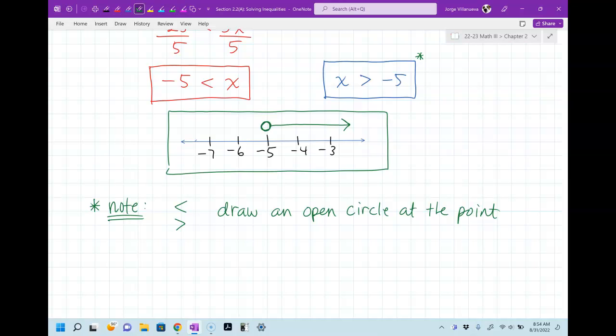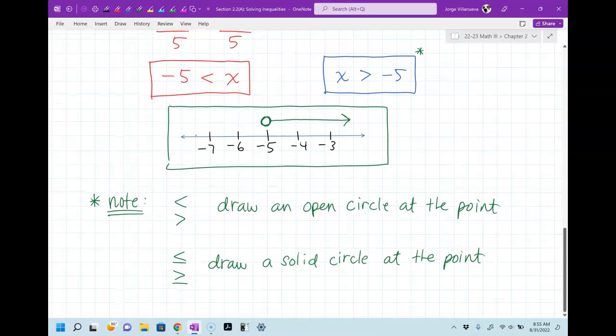All right? Now, if it's a less than or a greater than, you draw an open circle. If it's a less than or equal to or greater than or equal to, draw a closed circle. All right, let me not say closed. Let me say solid. At the point. All right, so we'll do one right now where it's a solid circle.